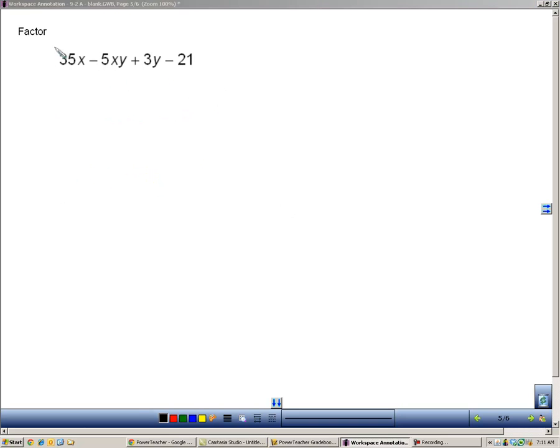Here's another factoring by grouping. GCF of the first group is 5x. When I pull 5x out, I'm left with a 7 here, minus a y. In the second group, if I pull a 3 out, a positive 3, I'm left with a y minus 7. Remember we talked about these two groups in parentheses have to match. In this case, they don't match.